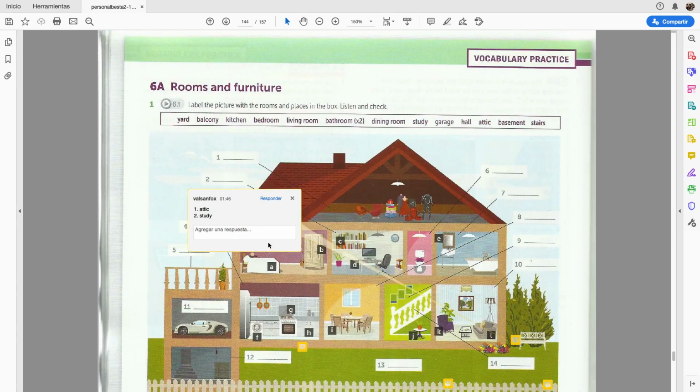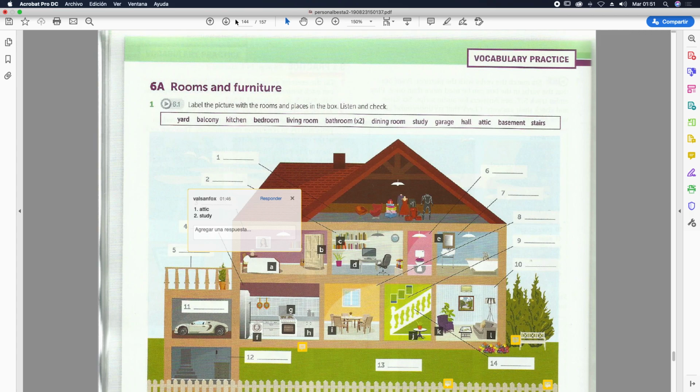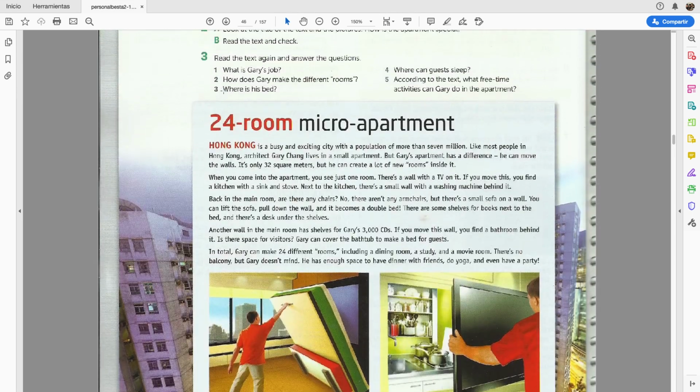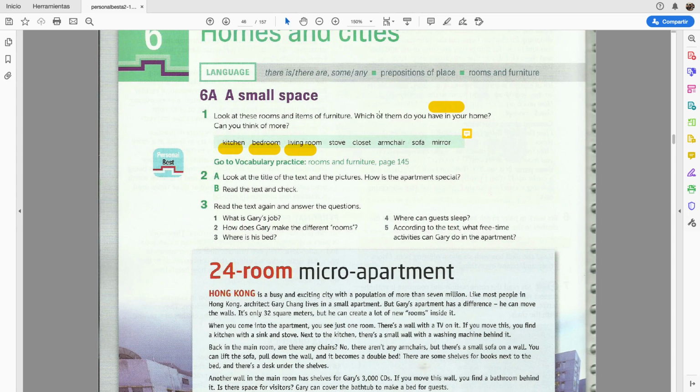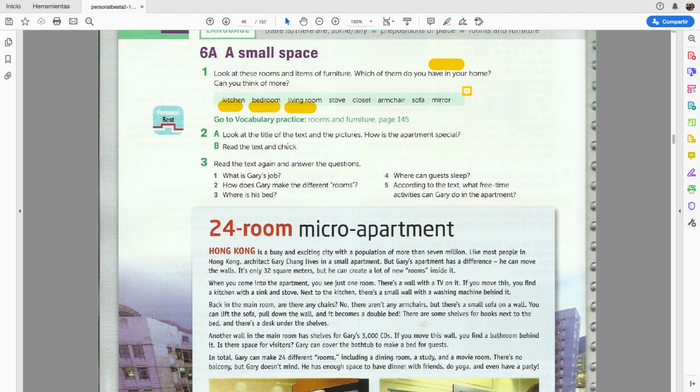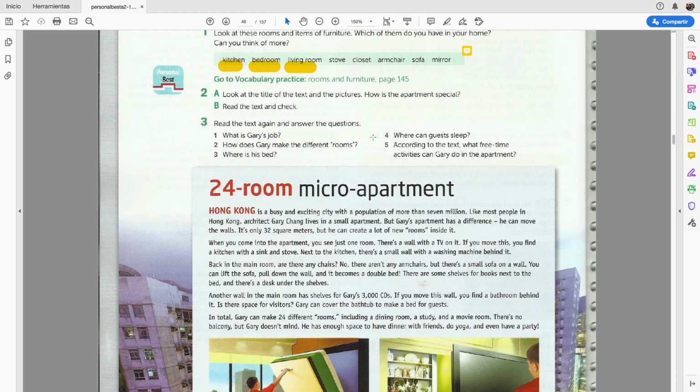Now we are going back to page number 48, so that we can continue working with what we have there. So what do we have here on page 48? As I was telling you, we have already talked about rooms and also furniture. So now here we have: listen, look at the title of the text and the pictures. How is the apartment special? Read the text and check.